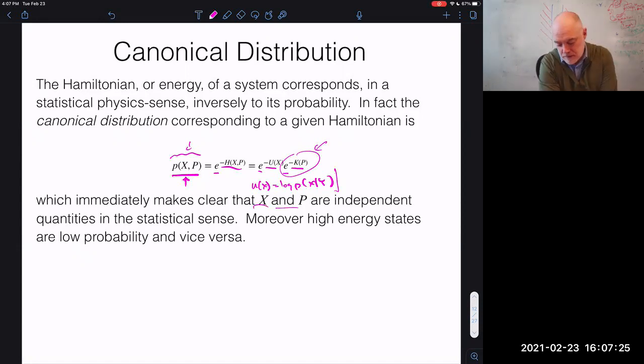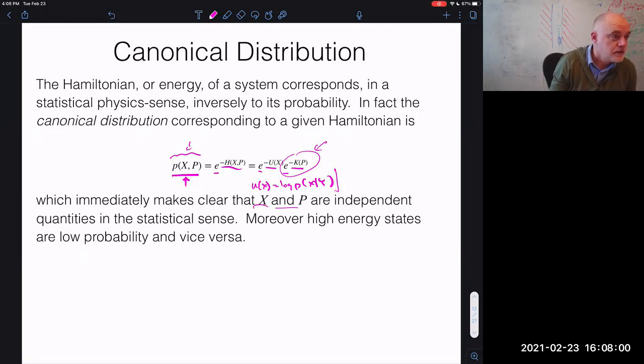And certainly when you start thinking about Hamiltonian Monte Carlo or Gibbs distributions or Boltzmann distributions or anything like that, it should be reasonably acceptable to believe that high energy states are low probability and vice versa. I don't want to go into much more than that here, but it's clear from this formula that that's true.